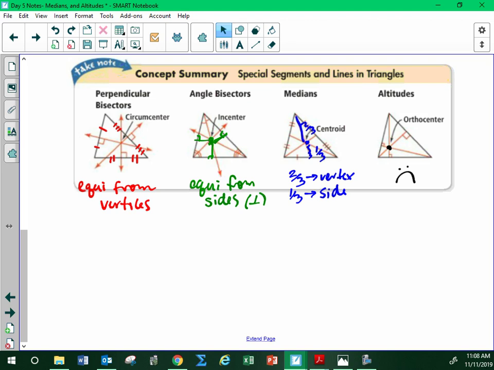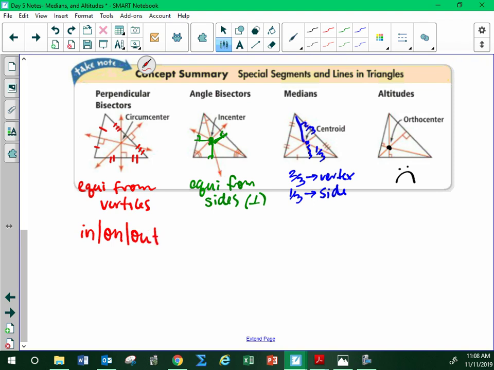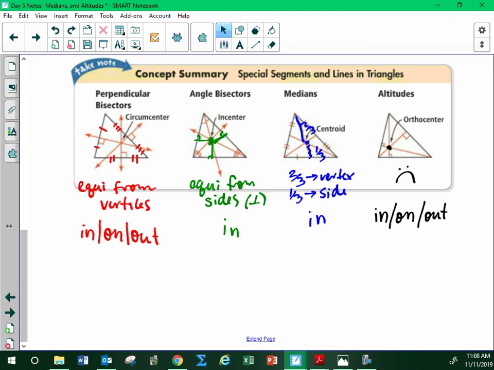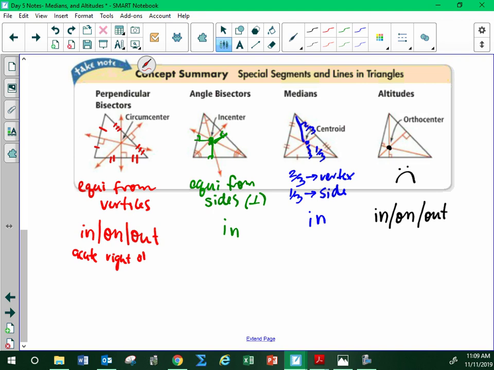And then additionally, the circumcenter can be either in our triangle, on it, or outside of it. Incenter is always in. Centroid is always in. And orthocenter can be in, on, or out. And even more so, we could say it's in for acute, on for right, out for obtuse.